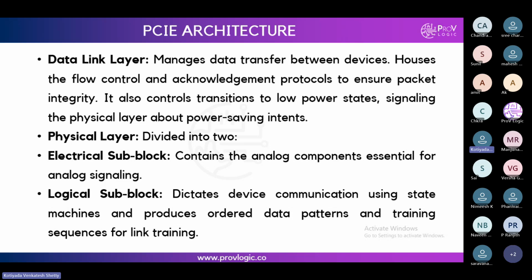The physical layer is divided into 2 types: the electrical block and the logical block. The electrical block contains the analog things, how the devices are connected, how the voltage levels work, and all that is discussed in the electrical part. The logical part is the core of PCIe, the LTSSM, the link training state machine, how the link is trained. Yes, you were telling about the differential signal, plus or minus wire. Yes, that happens in the physical layer.